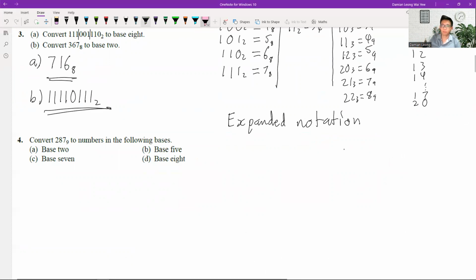For example, let's say I have 4503. Yeah, let's just say 4503 in base 7. So I know the first position is power 0, power 1, power 2, power 3. Means the first one is represented by 4 times 7, base 7, so 7 to the power of 3. Then plus the next one, 5 times 7 to the power of 2.